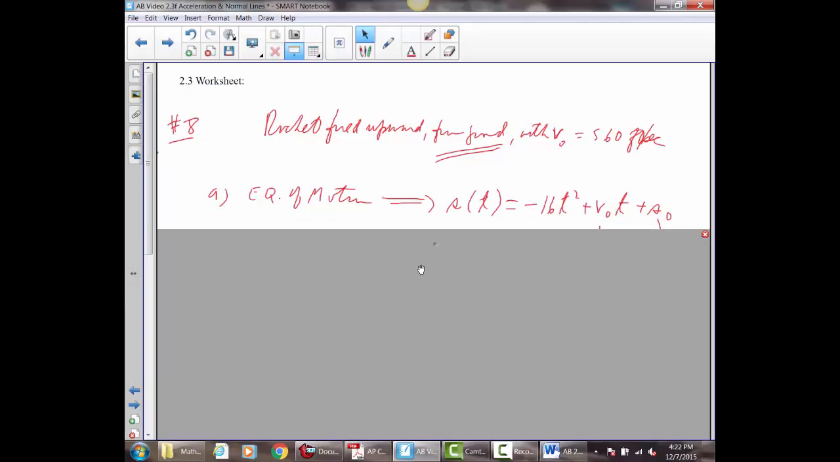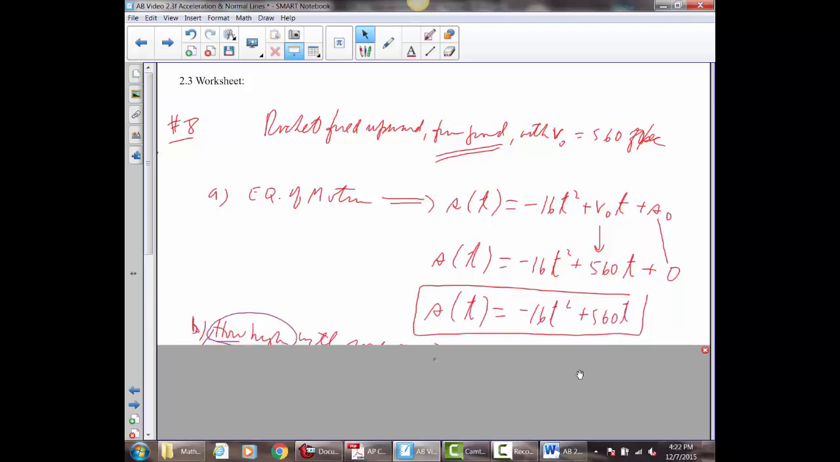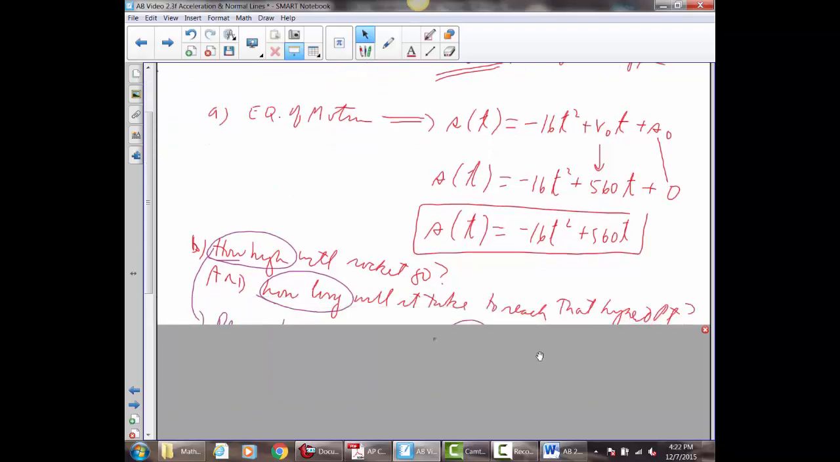All right. So this is in feet. So we're going to have negative 16t squared plus v0t plus s0. It's from the ground. They told you the initial velocity. So therefore there's your position function. How high is the rocket going to go? And how long will it take to get to that highest point?